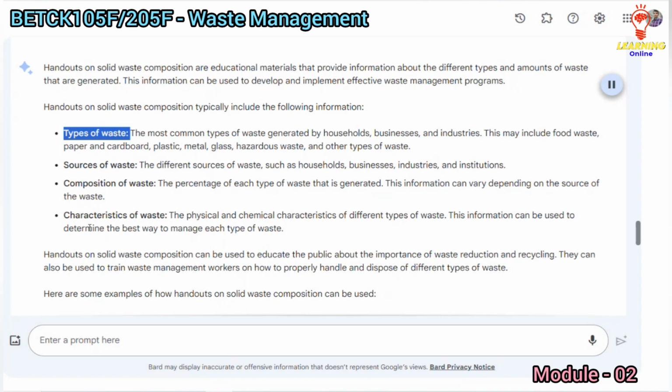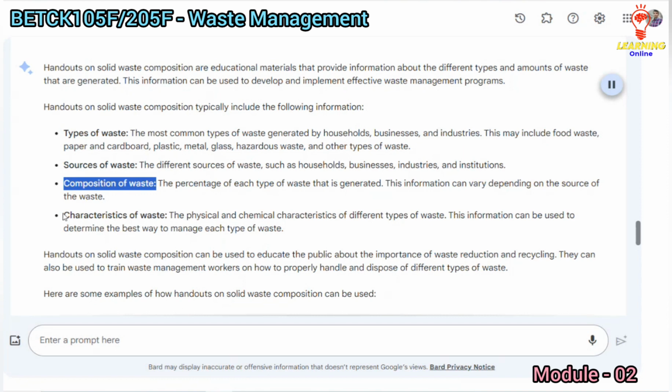This may include food waste, paper and cardboard, plastic, metal, glass, hazardous waste, and other types of waste. Sources of waste: the different sources of waste, such as households, businesses, industries, and institutions. Composition of waste: the percentage of each type of waste that is generated. This information can vary depending on the source of the waste.